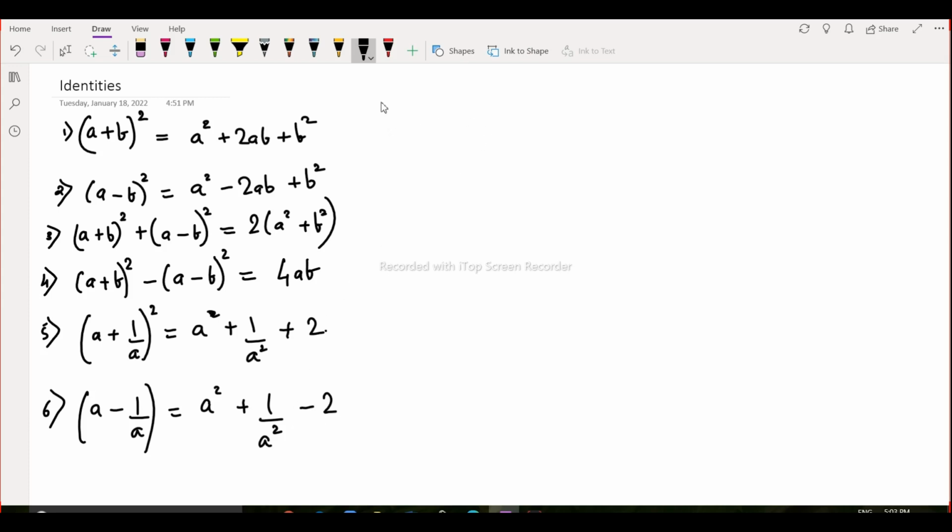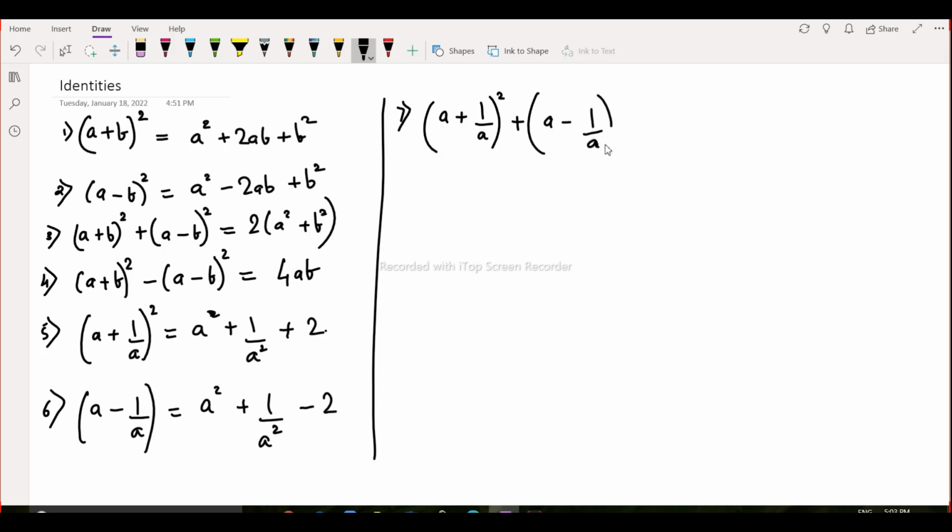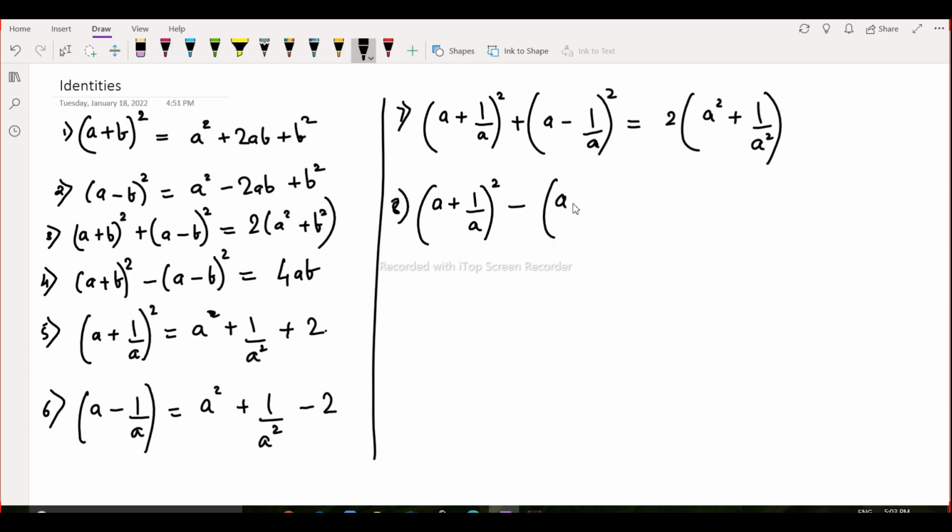Now what we can do is we can add fifth and the sixth. So let's get the seventh formula, that is (a plus 1 by a) the whole square plus (a minus 1 by a) the whole square. So what you get is 2 times (a square plus 1 by a square). And now again, if you subtract sixth from the fifth, you get (a plus 1 by a) the whole square minus (a minus 1 by a) the whole square. This is equal to 4.